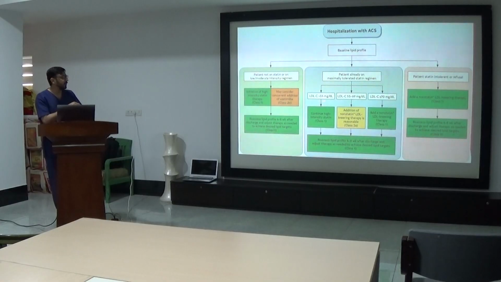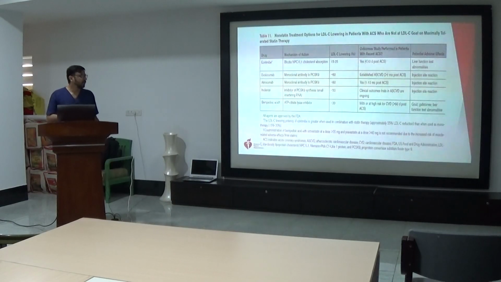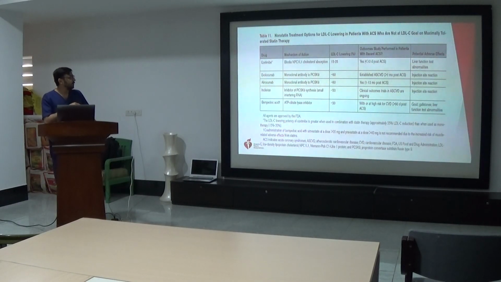Patient already on a statin, these are the criteria. They can add on another non-statin therapy. If the patient is intolerant, then we can use alternatives like ezetimibe, NPC1L1 cholesterol absorption inhibitor, evolocumab, alirocumab, PCSK9 inhibitors, and bempedoic acid, an ACL inhibitor. So they are showing that bempedoic acid, ezetimibe, and PCSK9 inhibitors have a favorable prognosis.